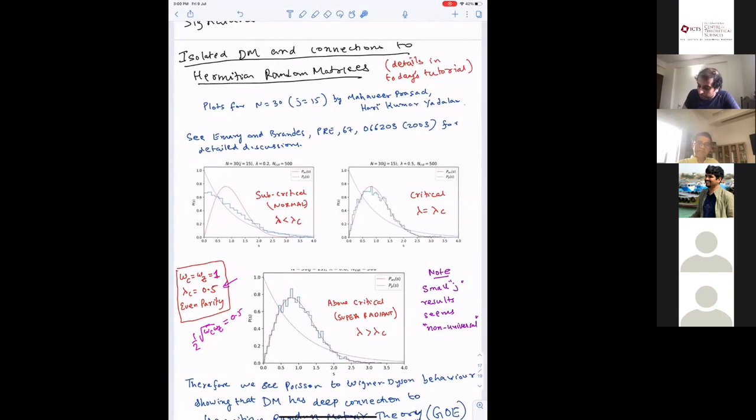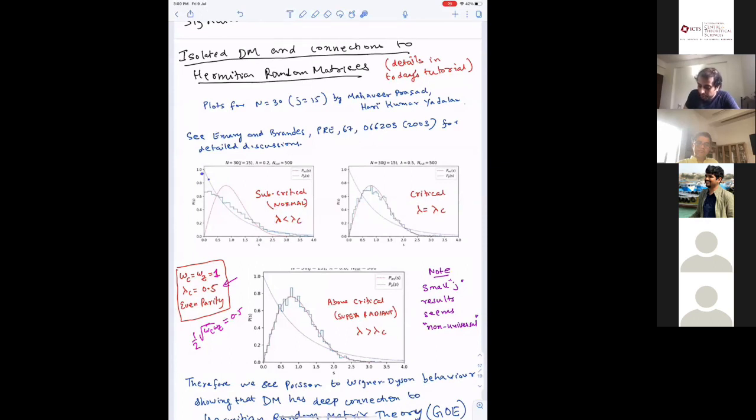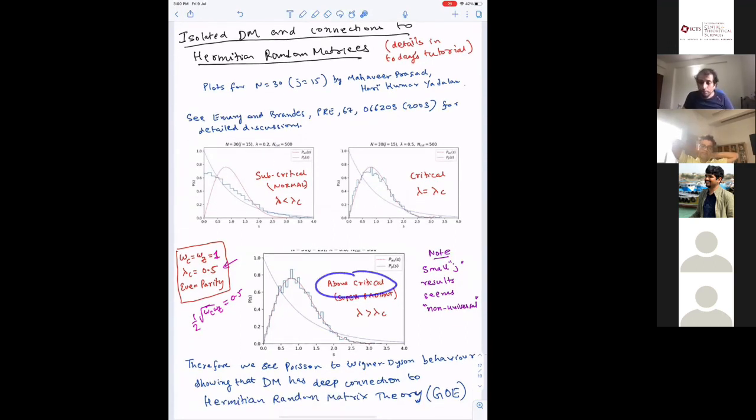So the results are the following. If lambda is less than lambda critical, it turns out that you get Poisson level spacing. Gregory has already introduced level spacing: it is the spacing between nearest eigenvalues. If you're above the critical point, you actually get a nice Wigner-Dyson. And at the critical point, it turns out that it still remains Wigner-Dyson. This is not entirely obvious, and at least it's not very clear to me why it should be Wigner-Dyson. But what is clear is that above and below the critical point, it seems that there is some sort of integrable-like structure below, and some sort of chaos structure above the critical point. So the decay model seems to have an integrable-like structure below the critical point and a chaotic structure above it.